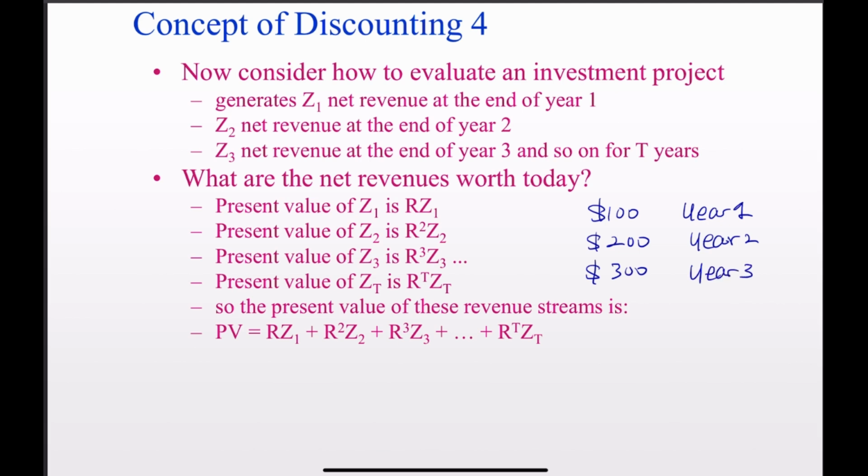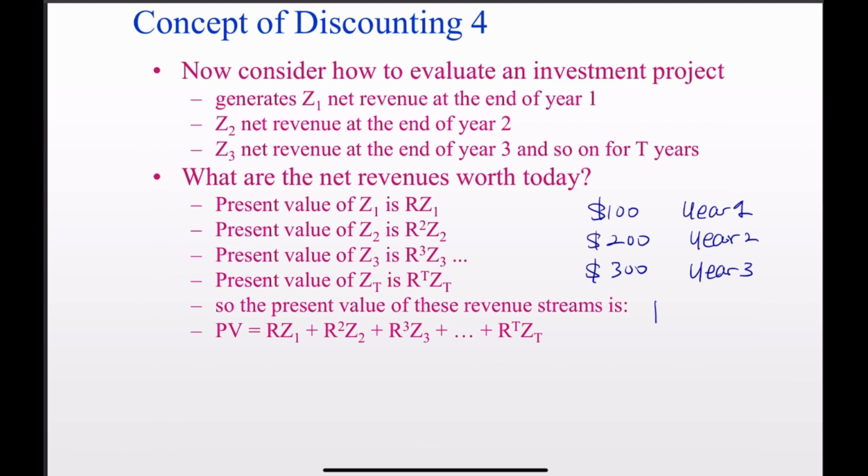So in order to figure out if this project is worth doing, we need to know what all the future money is worth today. So we do this by calculating the present value of each year's money and adding them up. Okay, so if our discount factor is 0.95, which means still about 5%, it would look like this.